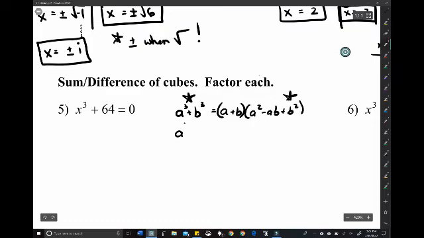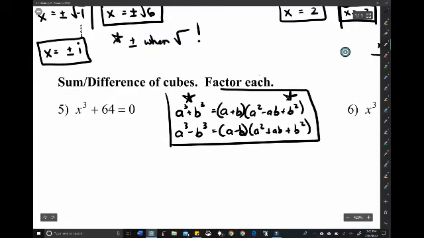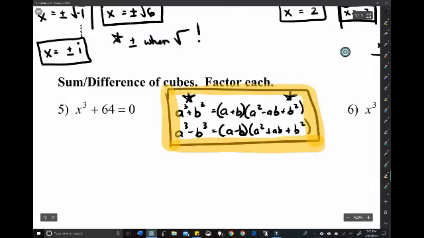If you have a difference of perfect cubes, then it's a minus b, a squared plus ab and plus b squared. Hang on to these. You can use them as you factor. I'd say memorize them, but you can really use your notes and such, so it's just a great little trick for you. Sum and difference of cubes.